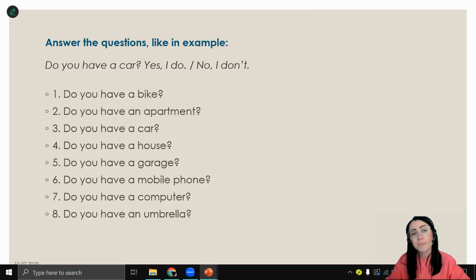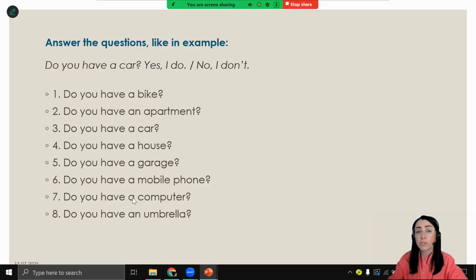Let's start. Do you have a bike? Do you have an apartment? Do you have a car? Do you have a house? Do you have a garage? Do you have a mobile phone? Do you have a computer? Do you have an umbrella? You can make a pause and repeat the questions as well. And let's go to the next slide.